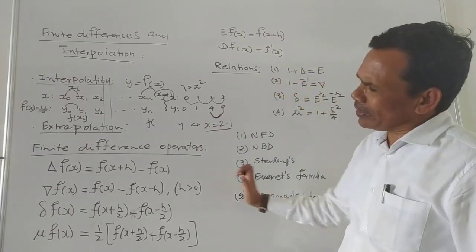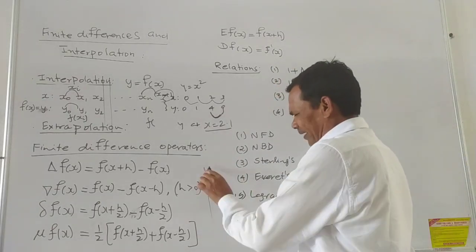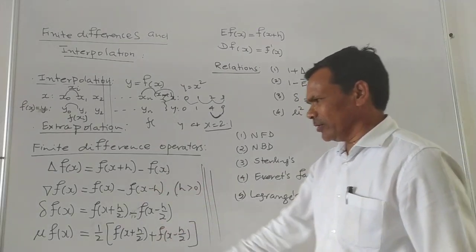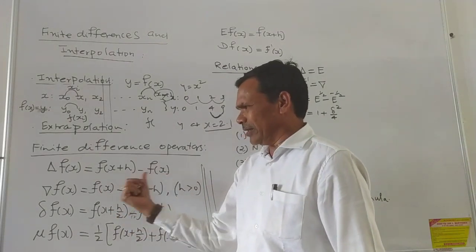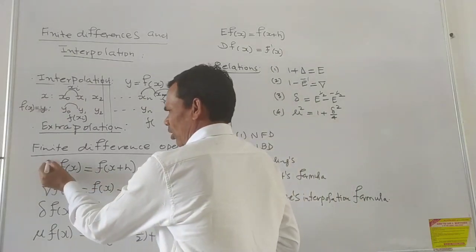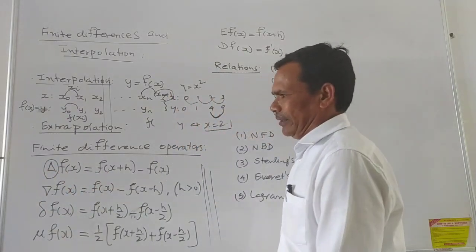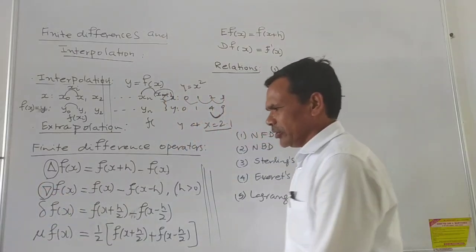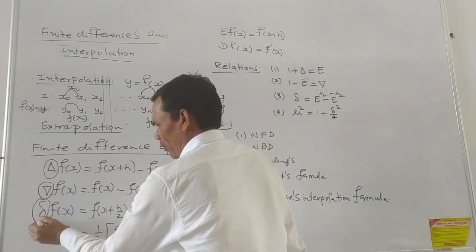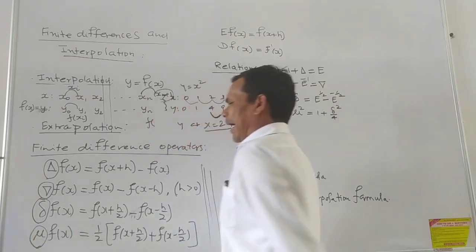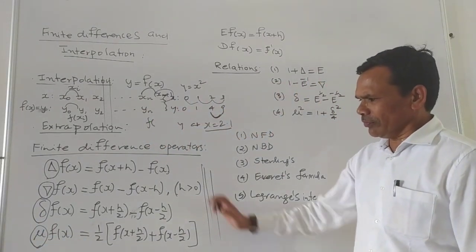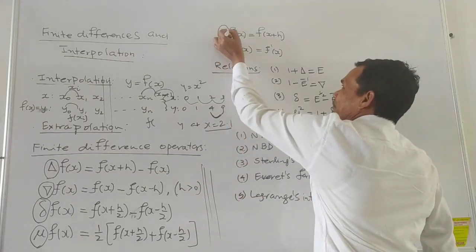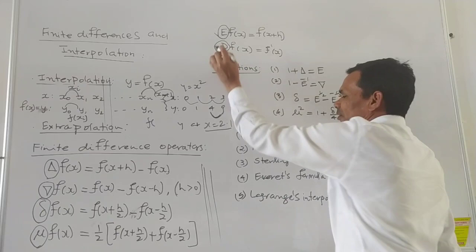To prove this formula, we need to introduce these operators. These operators are very, very important. This symbol is called the forward difference operator. This is called the backward difference operator. This is called the central difference operator, and this is called the averaging operator. We must have knowledge of these operators. This is called the shift operator, and this is called the differential operator.